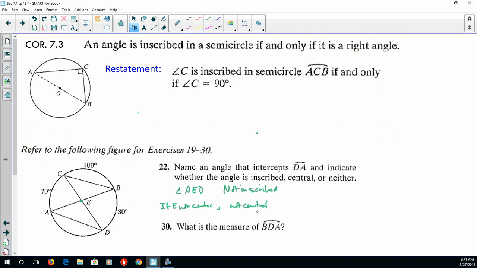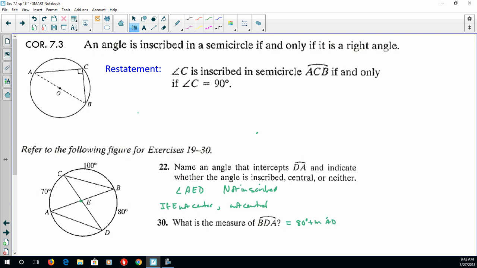Okay, and number 30. What's the measure of arc BDA? So we're looking at BDA. Well, I thought this was going to be harder than that. Arc BDA, 180 degrees, because BA is a diameter. Nope, excuse me, wrong. I don't know BA is a diameter. What is the measure of arc BDA? Well, the picture is misleading. Nowhere did they say E was the center. So I don't know.